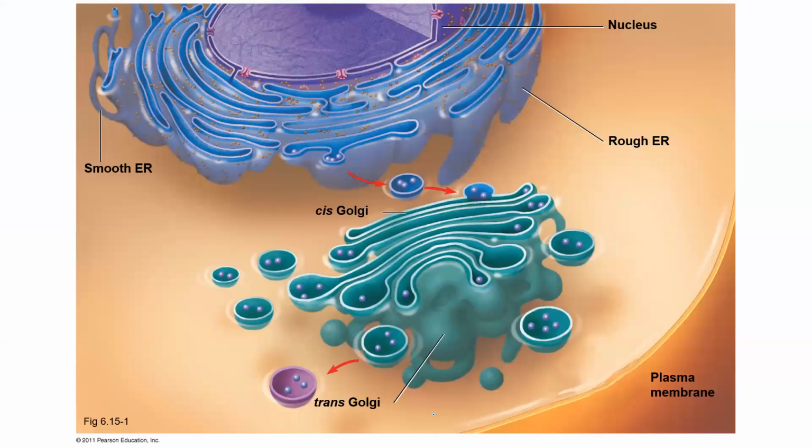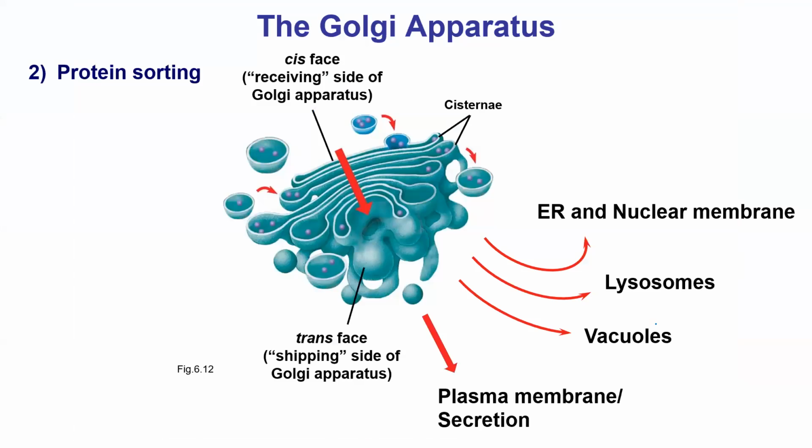It's also involved, and you can see the same idea from the textbook, starting with a rough ER. It's going this way through the cis Golgi, boom, boom, boom, all the way to the trans Golgi, and then eventually out to the plasma membrane. So it doesn't have to go to the plasma membrane. It could go somewhere else. You can think of it as a place where proteins, it's like the post office. Things get shipped out to other addresses. In this case, these addresses include other organelles, like back to the ER, the nuclear membrane, ribosomes, vacuoles, all sorts of things. And of course, the one I just mentioned was the secretion.